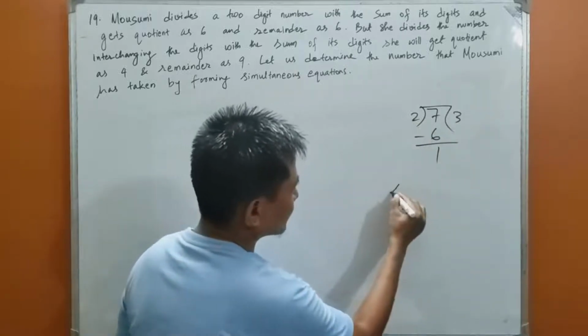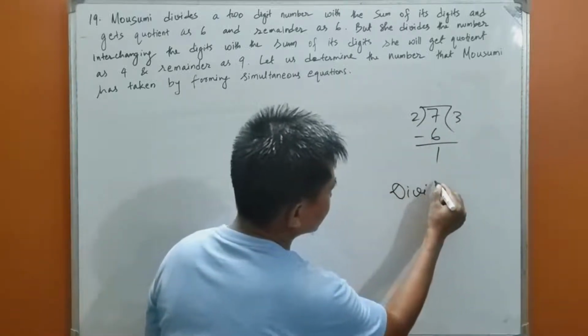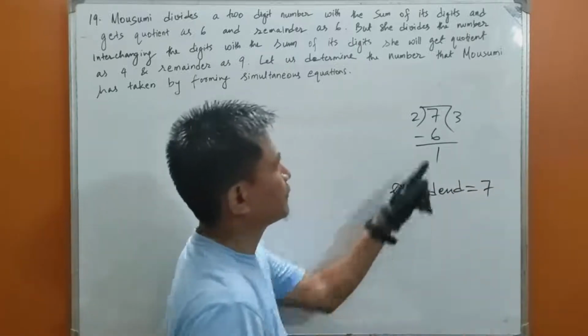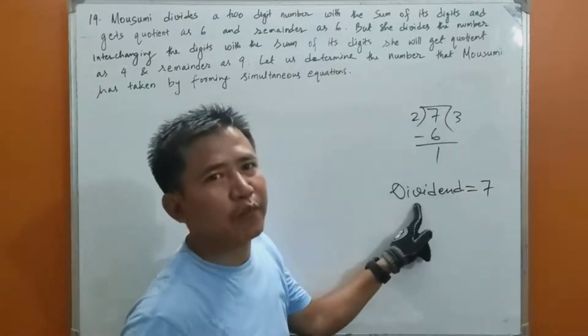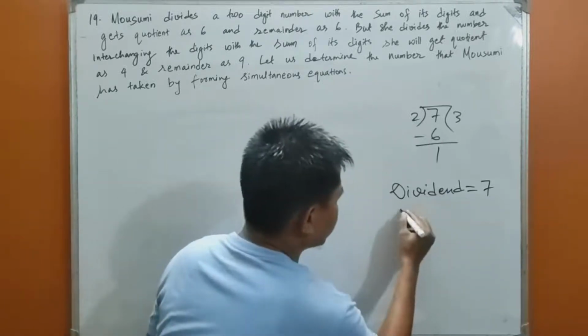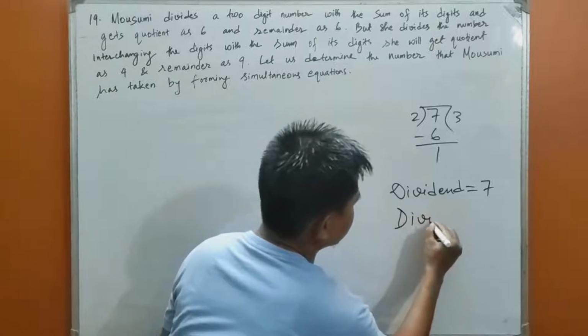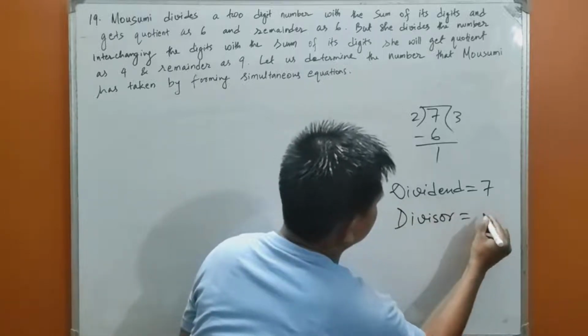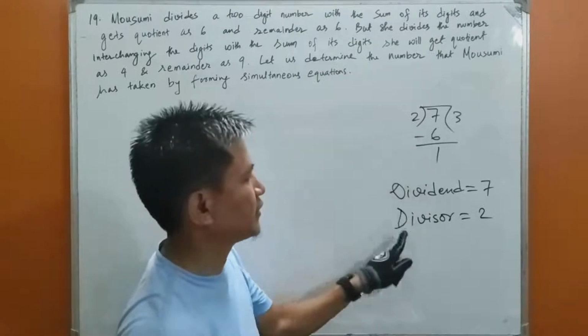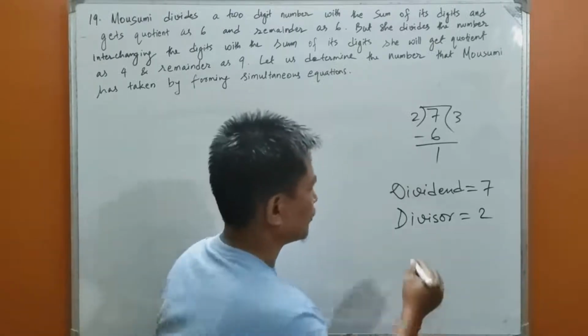Here in this case, dividend equals to 7, isn't it? Dividend equals to 7. Dividend means the number which is being divided. Dividend is 7. And divisor equals to 2, isn't it? The number which is dividing the dividend is the divisor, and the divisor is 2.